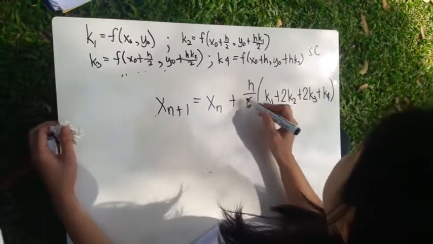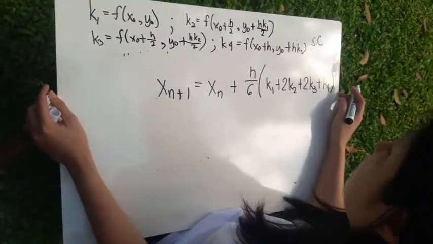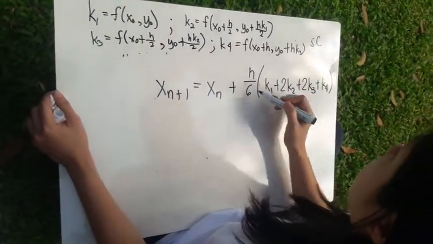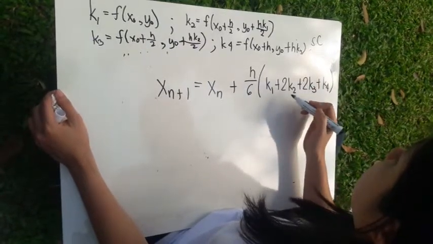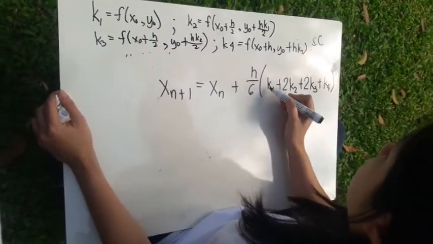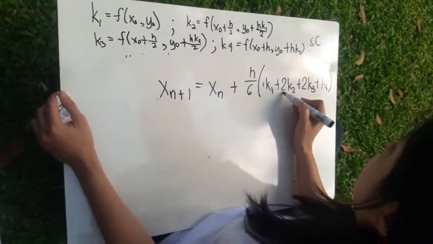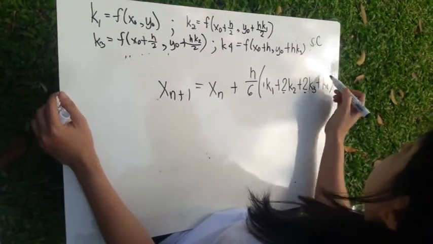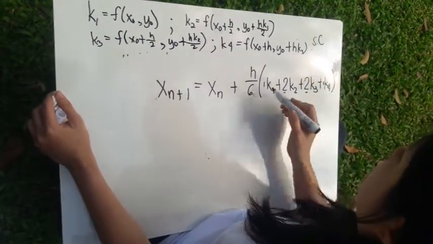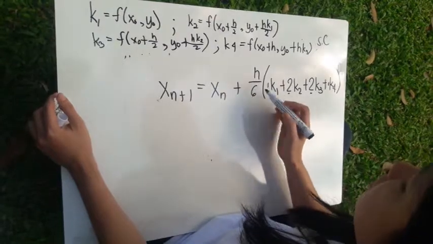Why do we have 6 here? Because we take the weighted average of these slopes. So we have here 1 plus 2 plus 2 and plus 1. That's why we have 6 here.